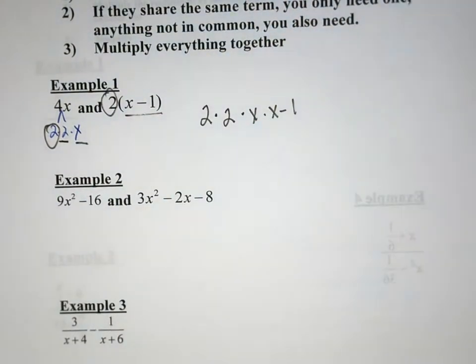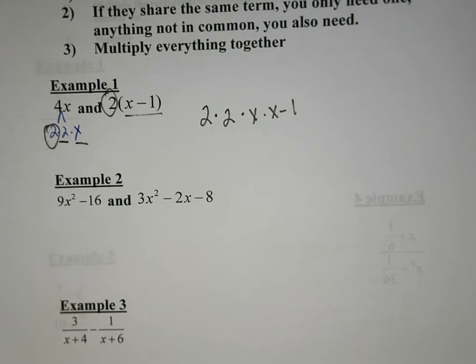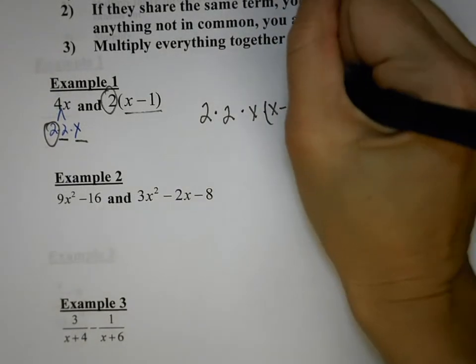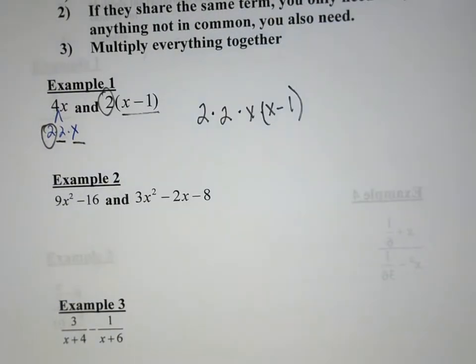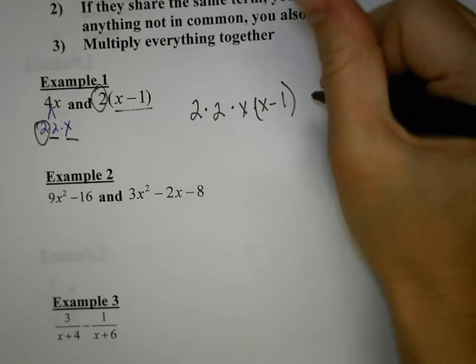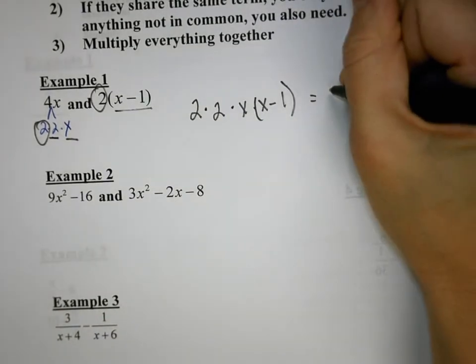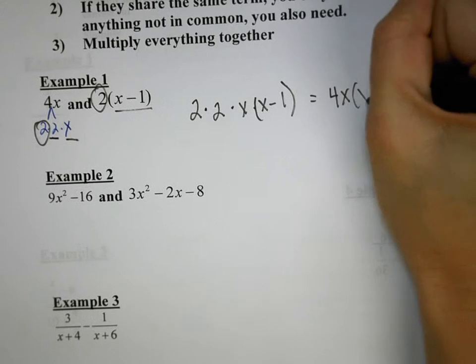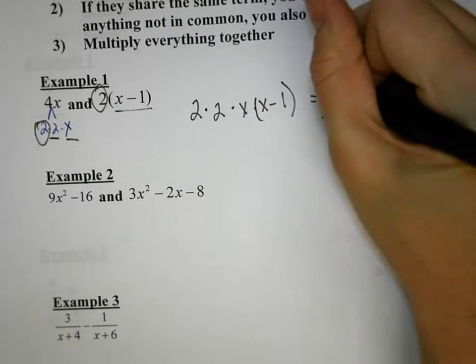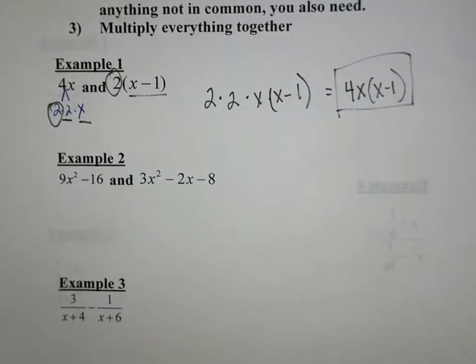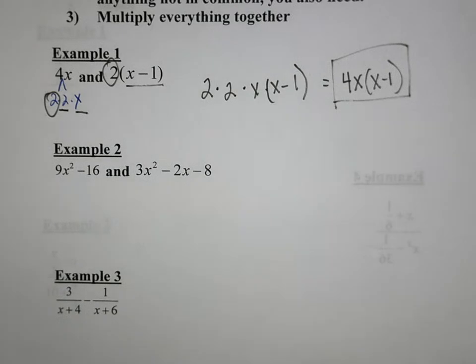So, like I said, anything that they have in common, you only have to write once, and everything else you have to write once as well. And then you multiply all that together. So the common denominator, or LCM, would end up being 4x times x minus 1. That's your answer for right now. They're just wanting you to find the LCM, the least common multiple. So let's go to example 2 and try it.